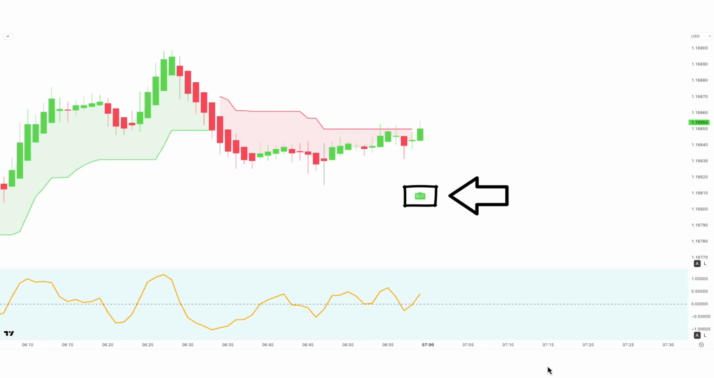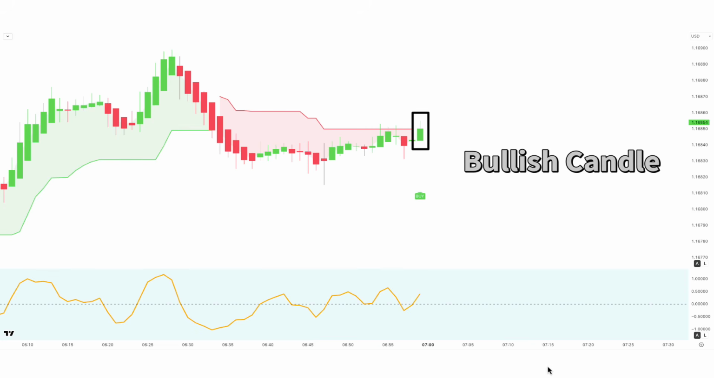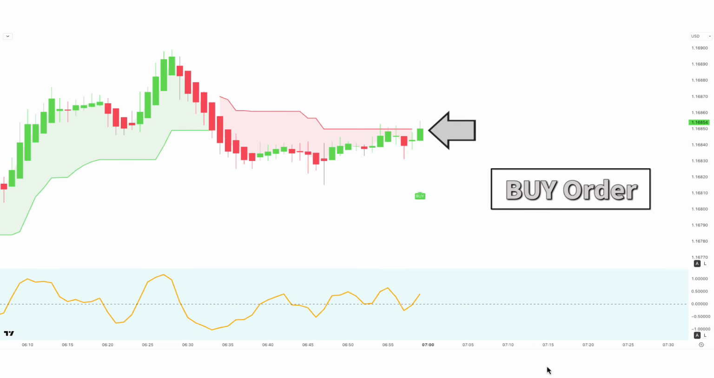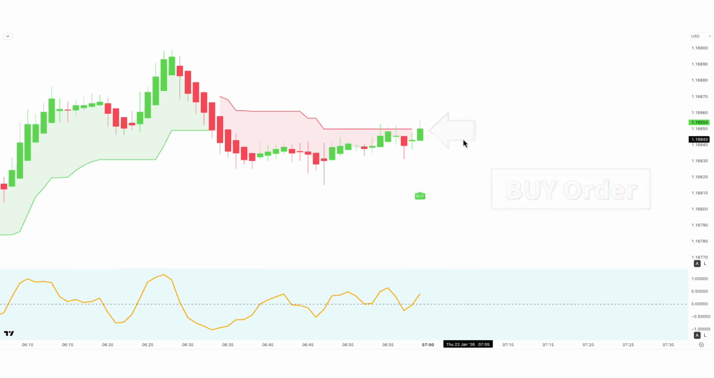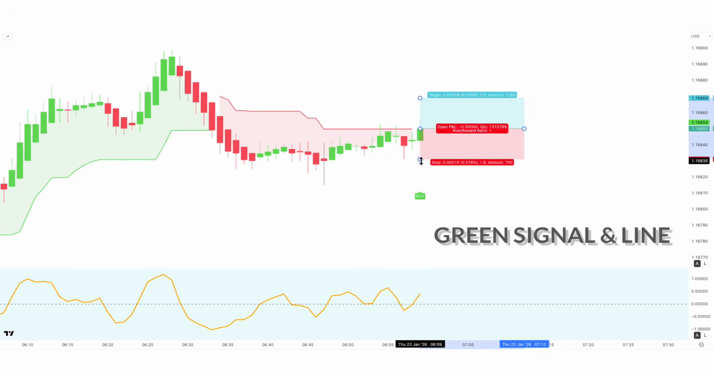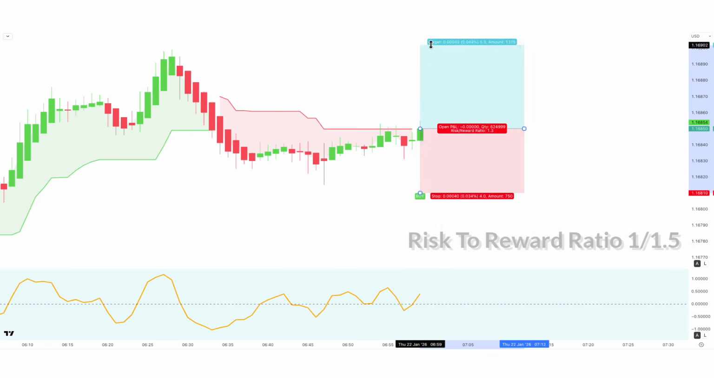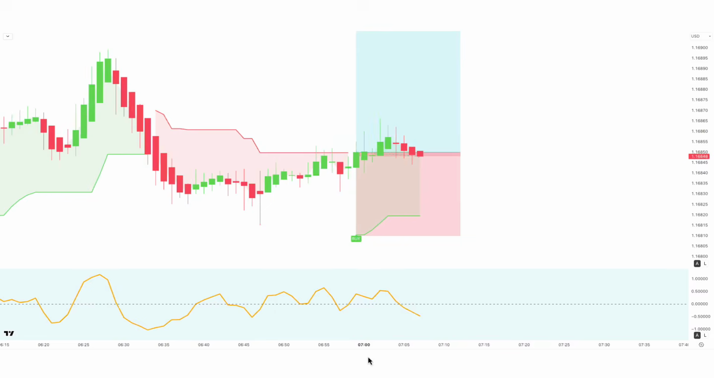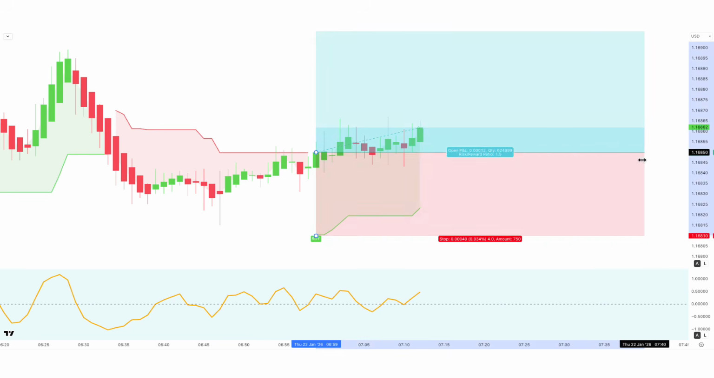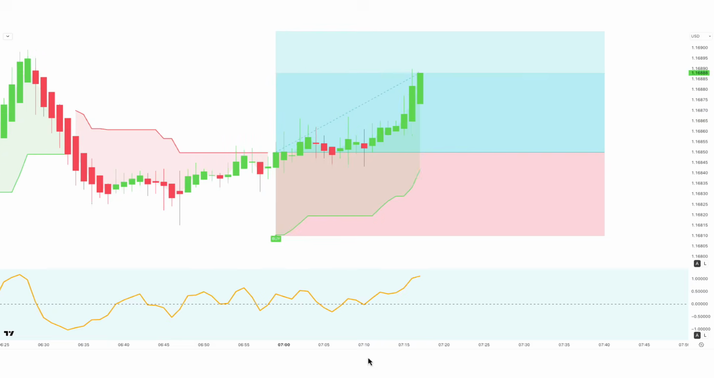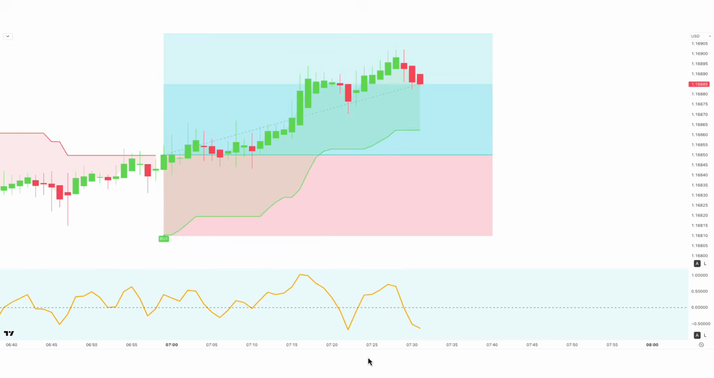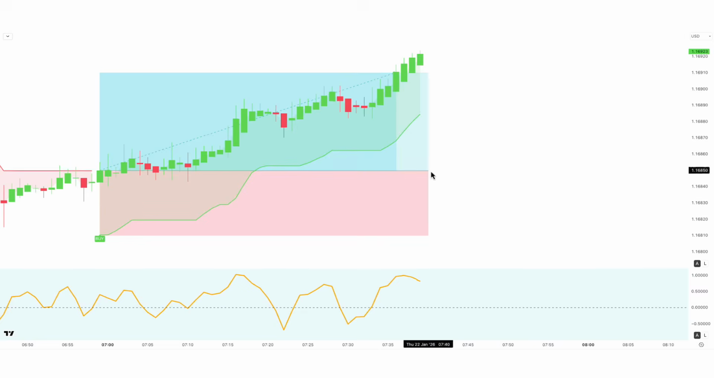When the TSM 2018 arrow of this indicator is a buy signal, when the orange line of new indicators is above the zero line, and when the market forms a bullish candle, if this condition is fulfilled, then we will place a buy order. Our stop loss is to be placed at the green signal and line, and the risk to reward ratio will be 1:1.5. The market has completely hit the target.